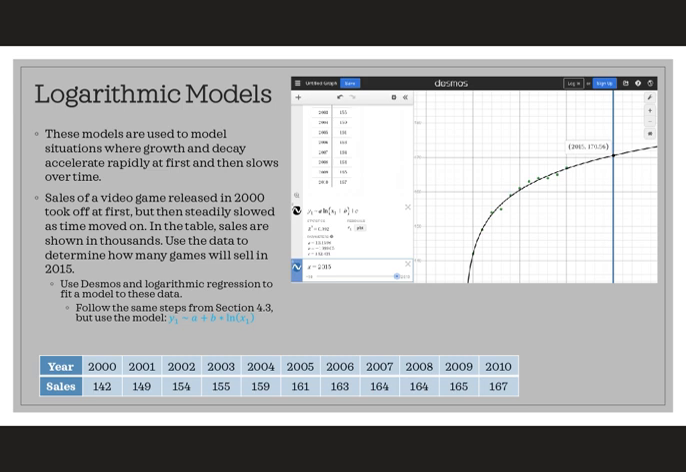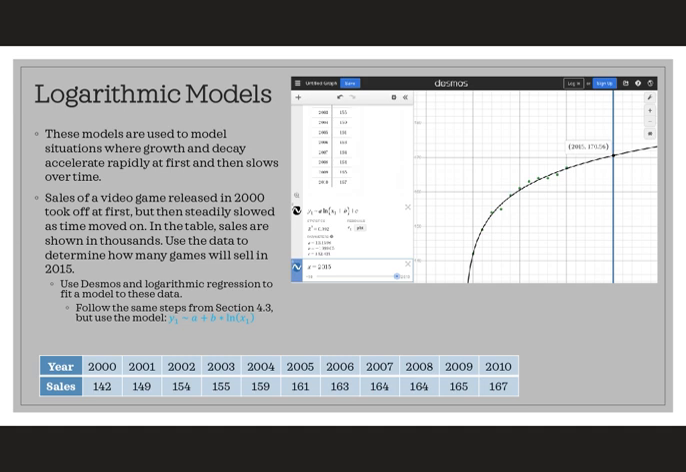So same idea, except now I'm going to use a logarithm. Now, when you use Desmos, we only ever use natural log. Okay, we're not going to use like a log base 2, log base 22, it doesn't matter. We're just going to use natural logs.